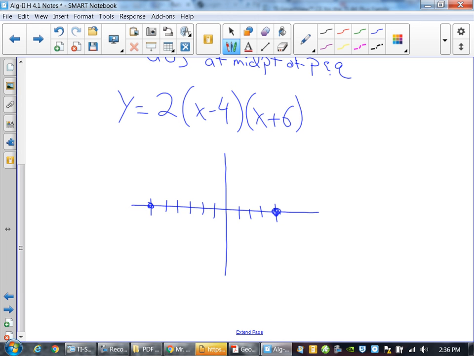For this one too, the zeros are the opposite signs. Will this one be up like a cup or down like a frowny face? The rules for A hold true. The A value rule holds true for all three of these. Now, I'm going to find the axis of symmetry. In order to figure that out, we have to find the halfway point between the -6 and 4. So here's what we do.